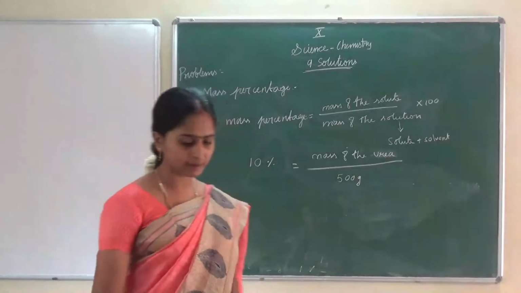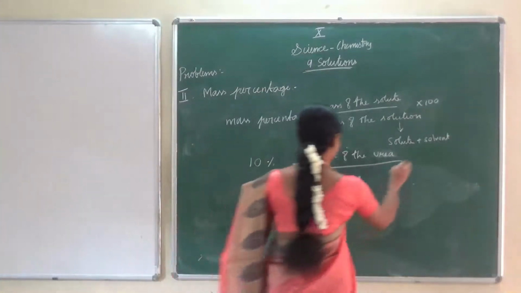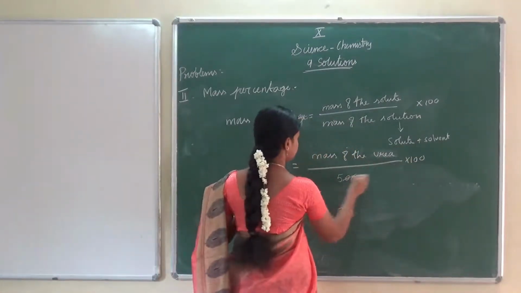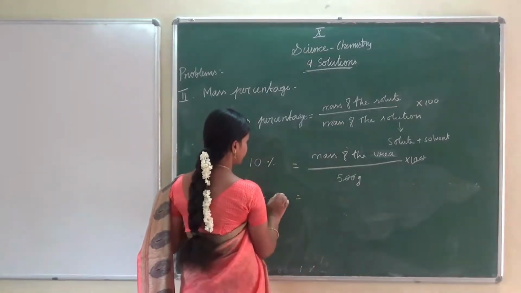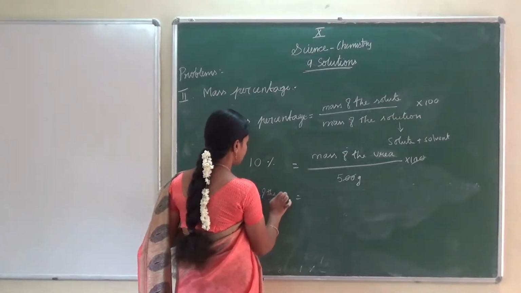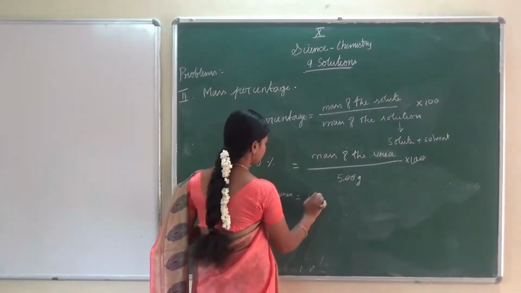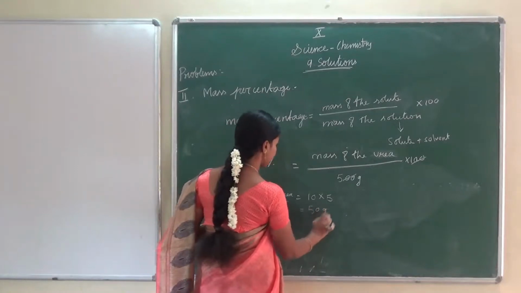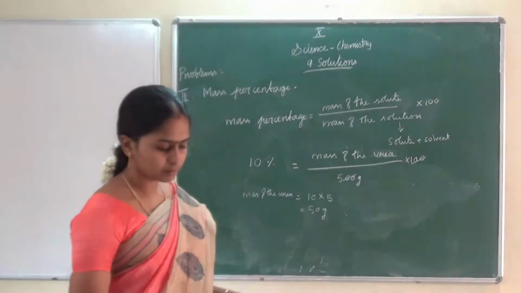10 by 100 into 500 gram. So we can simplify it. When we multiply, you will get 50. So the mass of the urea is equal to 10 into 5, you will get 50 gram. That's okay, 50 gram. Just copy down.